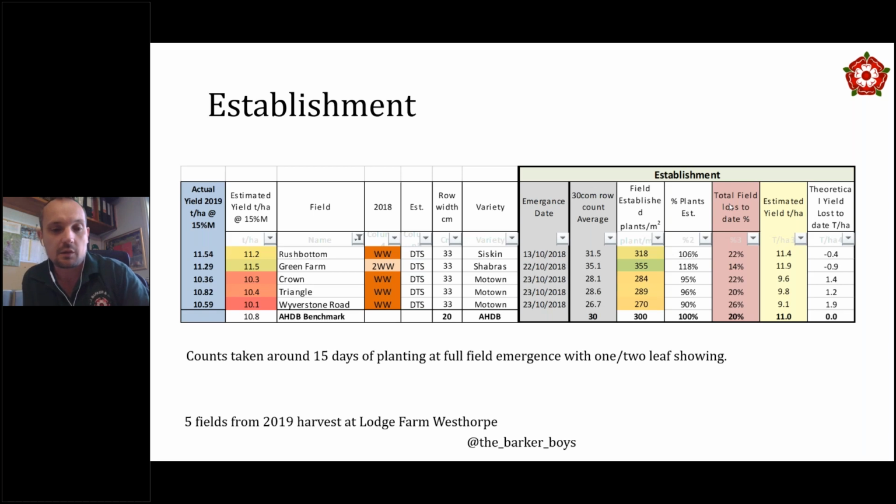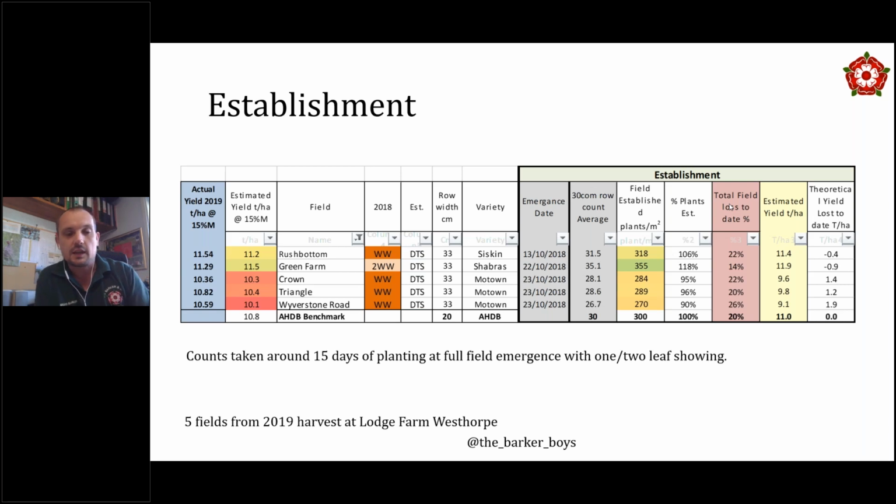But then you take Wiverston Road, which may have been done at a different time, or a different date, or a different soil type, and it actually didn't do as well; we only established 270 plants per square meter. The yellow column on the right shows the estimated yield at establishment was actually lower, and the better ones were experiencing a better estimated yield than 11 tons. So we can see that's already showing an indication of the importance of getting a crop up and away, and getting these calculations right at the start.